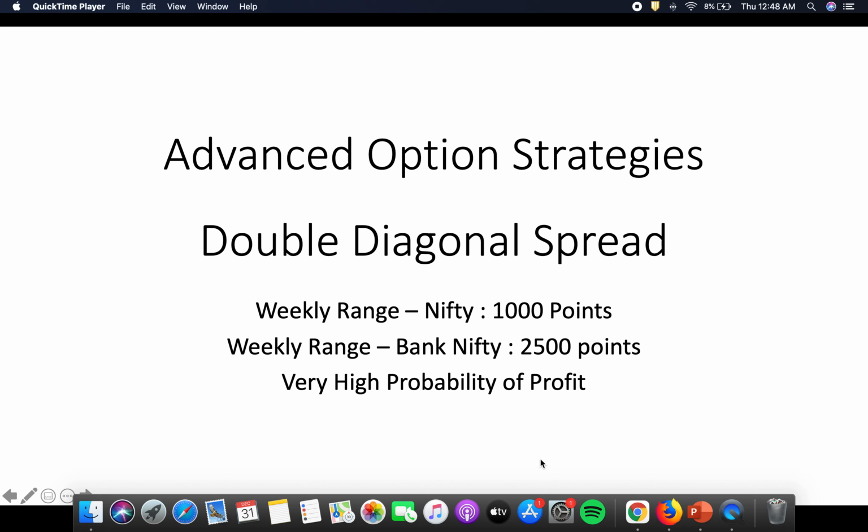This strategy has a really high probability of profit, and the weekly range that you get for Nifty is 1000 points, and for Bank Nifty is 2500 points. Usually, most of the time Nifty doesn't move by 1000 points in a week, and Bank Nifty doesn't move by 2500 points in a week. These events happen only in case of a black swan event. Otherwise, these are pretty range bound and stay within 1000 points or 2500 points. So without further ado, let's begin.